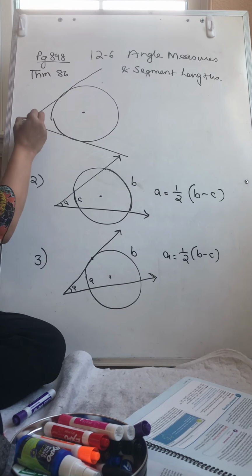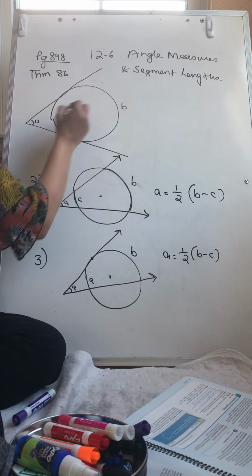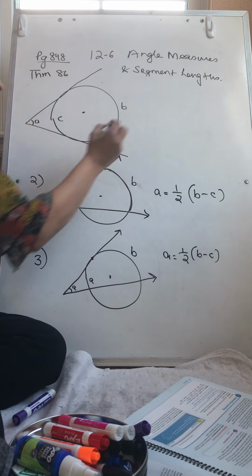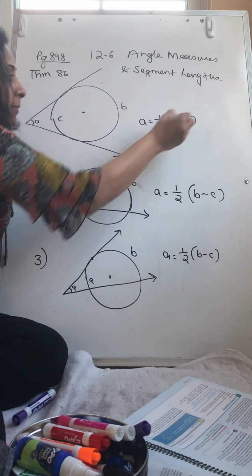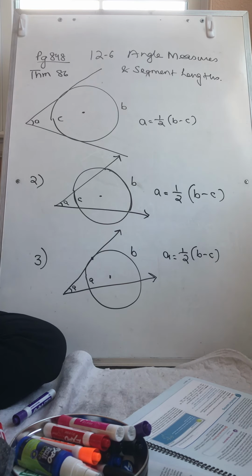Okay, so they form an angle here. So this is my B, this is my C. Again, my A is going to be half of B minus C. So what we saw here was, there are 4 cases.